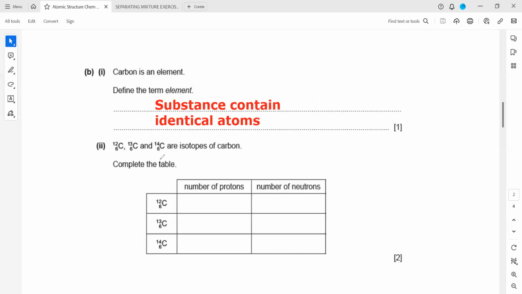Then we have the three isotopes of carbon, 6-12, 6-13 and 6-14. So how to work out the proton number or atomic number? The proton number, the bottom number, is representing the proton number. Because they are the same element, they should have an equal number of protons. So this is 6, this one is 6, the other is also 6. And how to get the number of neutrons? We take the difference. So here it will be 12 minus 6, so this will be 6. 13 minus 6, that is 7. And 14 minus 6, that's equal to 8.